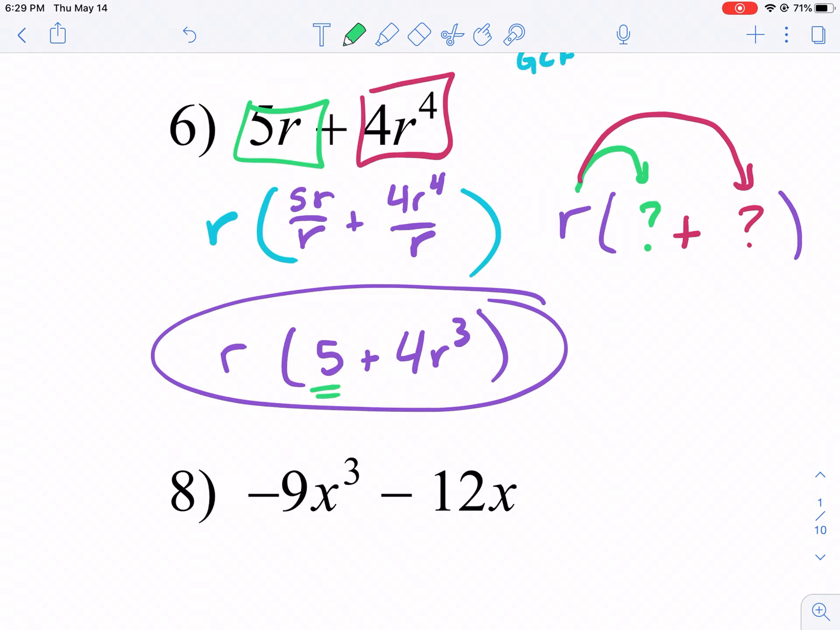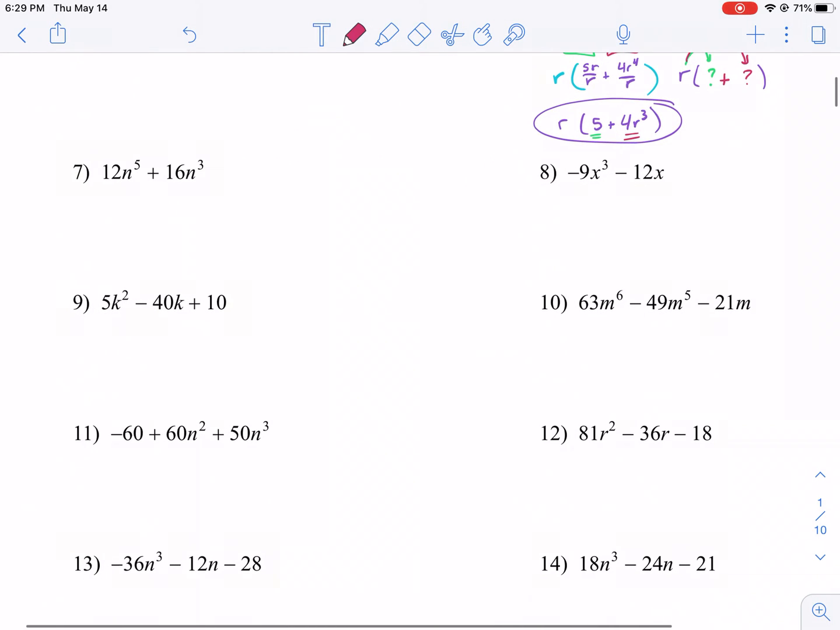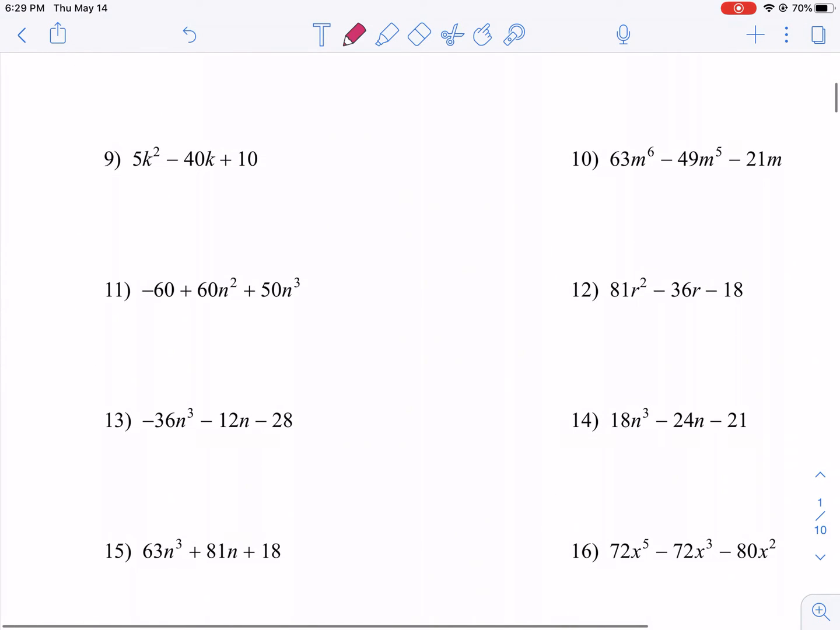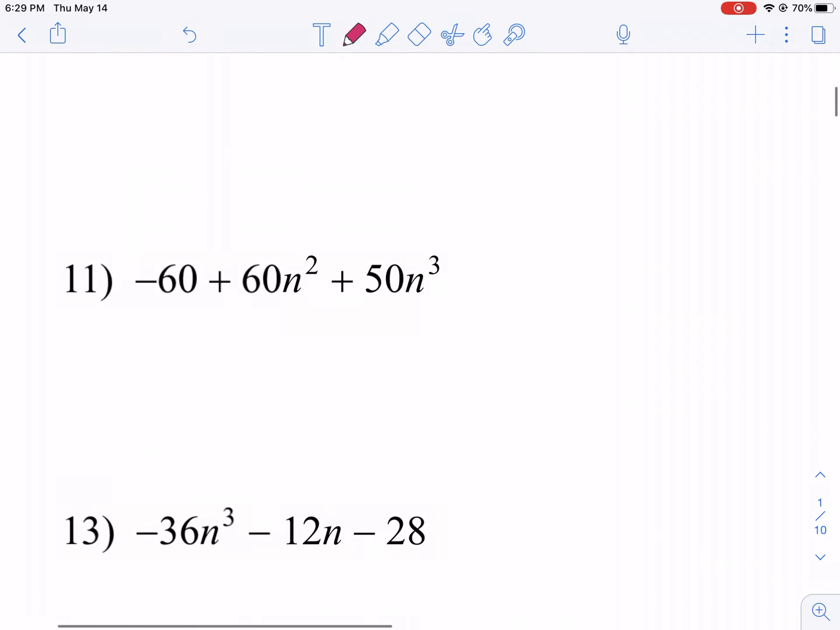R times 5 gives me 5r, and then r times 4r cubed will give you 4r to the 4th power. Let's move on to a trinomial. Looks like number 11 will be a good challenge. Okay, so now we have 3 terms. We're going to do the same process.